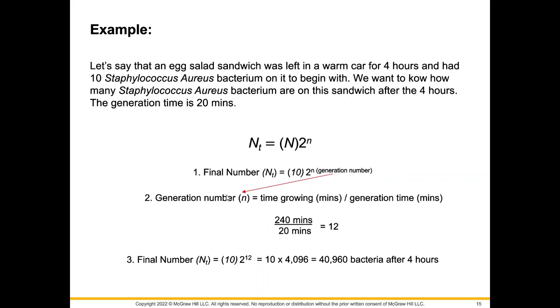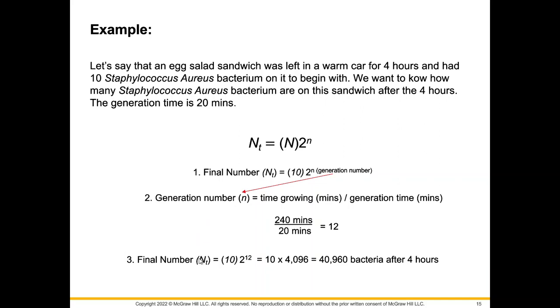To calculate the generation number, we would take the time that it has been growing and divide it by the generation time, which was given. So it says that 4 hours is how long it's been growing. If you convert that to minutes, it's 240 minutes divided by the generation time, which is 20. So if we do 240 divided by 20, we get 12. So that's our little n.